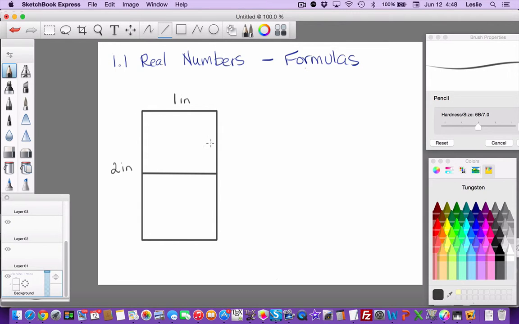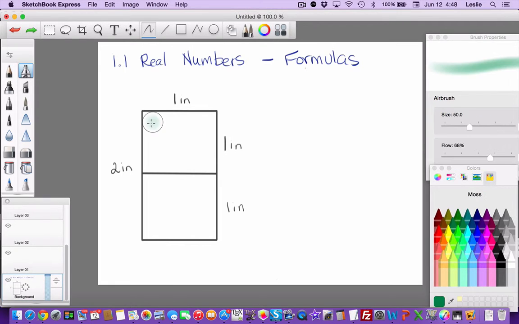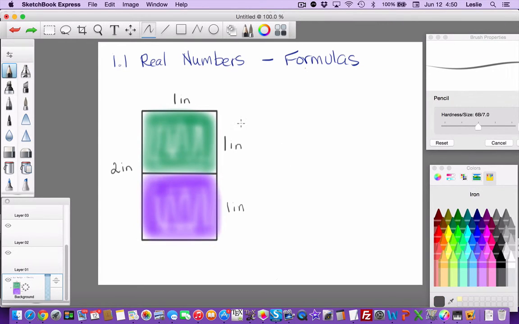If I cut my rectangle up so that the 2 inches is 1 inch and 1 inch, then I have a 1 inch by 1 inch square. How much space is there inside this square that's 1 inch by 1 inch? What I have in this square is 1 inch square, or 1 square inch.